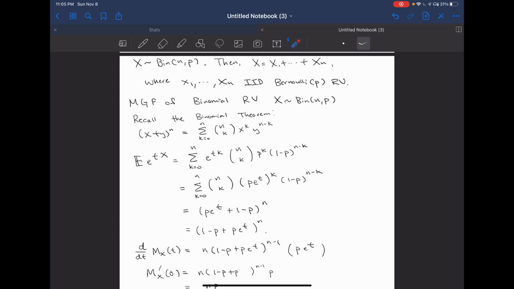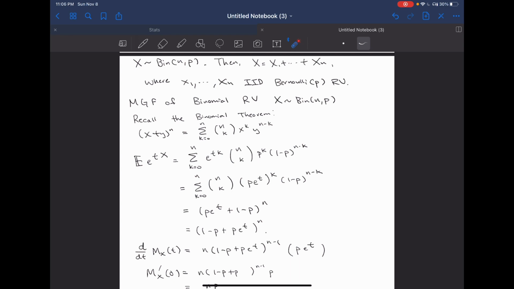So we're going to show something quite important, which is that if you have a binomial random variable x with n trials and success probability p, then you can express this binomial random variable as the sum of n IID Bernoulli p random variables. IID means independent and identically distributed, and these n IID Bernoulli p random variables have to have the same success probability p. And the Bernoulli random variable is the random variable that takes 1 with probability p, and 0 with probability 1 minus p.